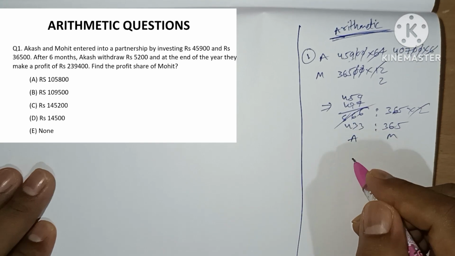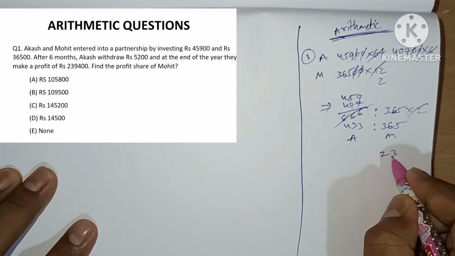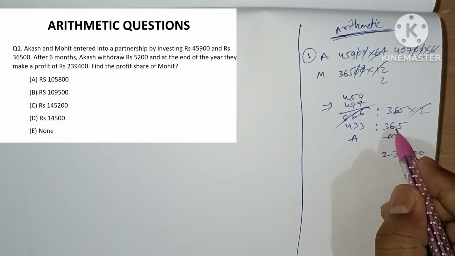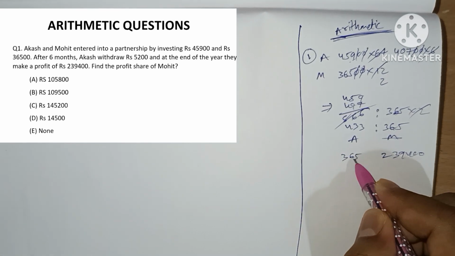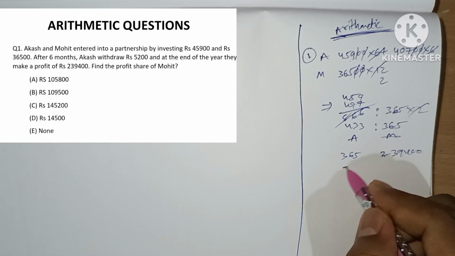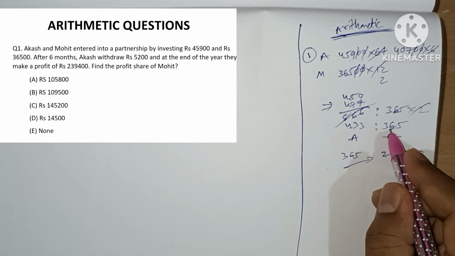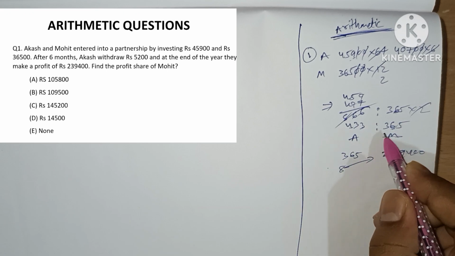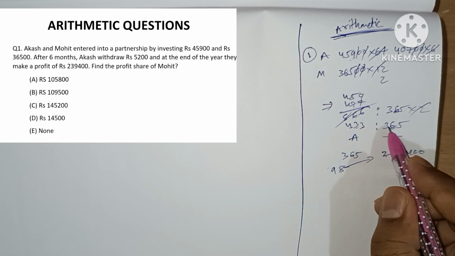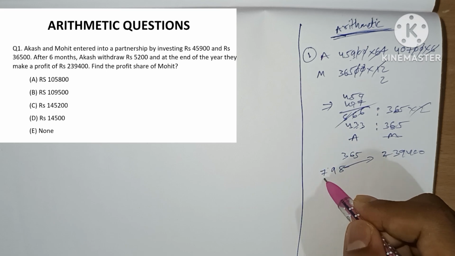Now the total profit is given as 239400. Asked for the share of Mohit. Mohit value is 365. We need to find the 365 value. This is the total value, the sum of these two, which will be 798.